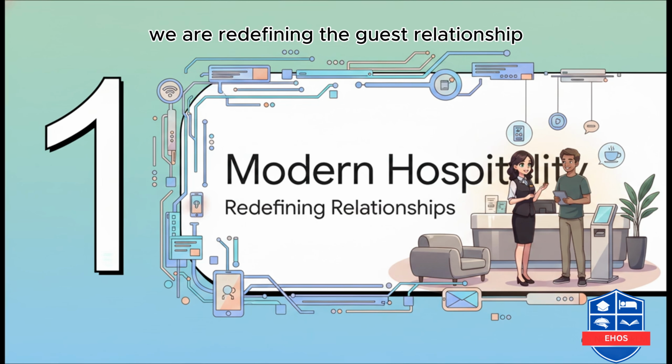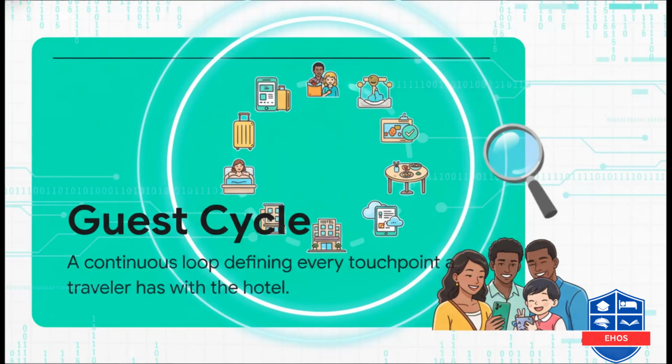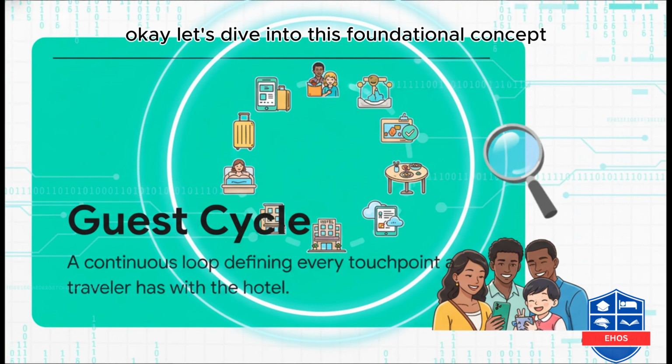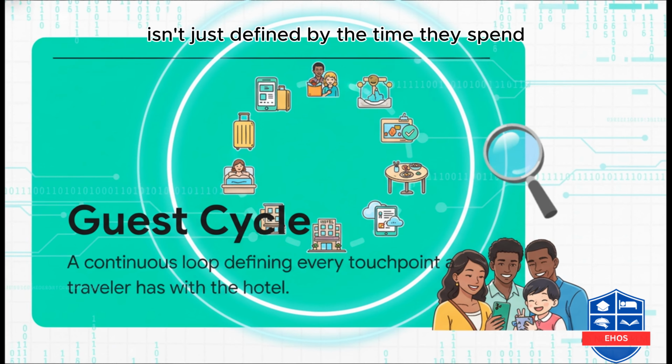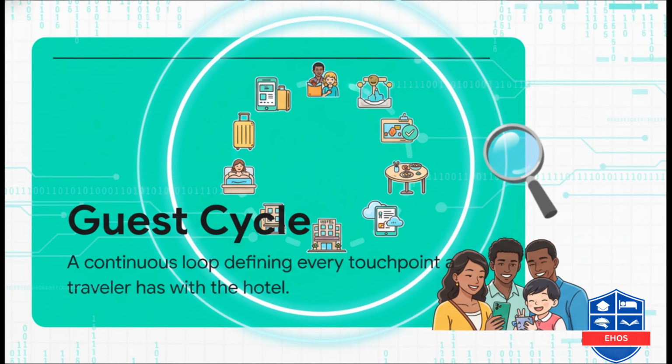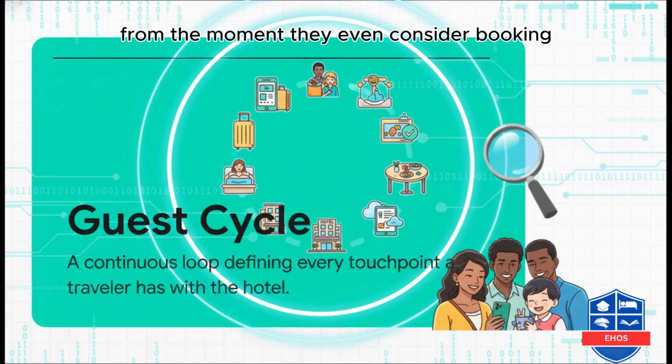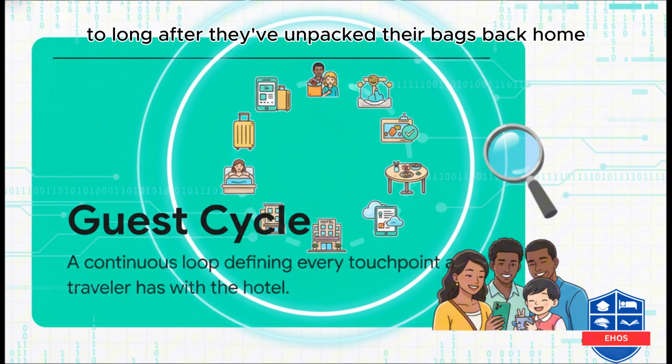We are redefining the guest relationship. Okay, let's dive into this foundational concept. In today's landscape, a guest's relationship with your hotel isn't just defined by the time they spend inside the physical walls of your building. Actually, it's a continuous loop, famously known as the guest cycle. Think of it as every single touch point a traveler has with your property, from the moment they even consider booking to long after they've unpacked their bags back home.